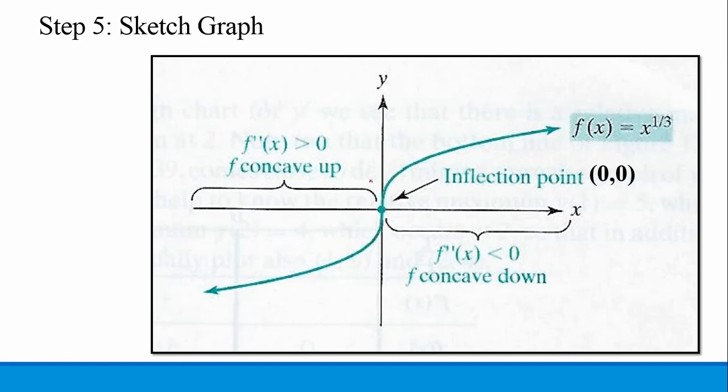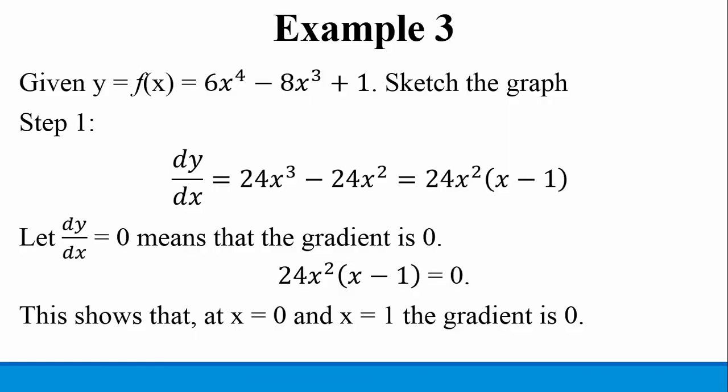Okay, again for the third example, suppose that you have this equation, and then you take the first derivative. Step 1 is the first derivative. Differentiate 6x to the power of 4, it becomes 24x to the power of 3. Differentiate x to the power of 3, it becomes like this. Differentiate 1, it becomes 0. Then you assume that the first derivative is equal to 0.